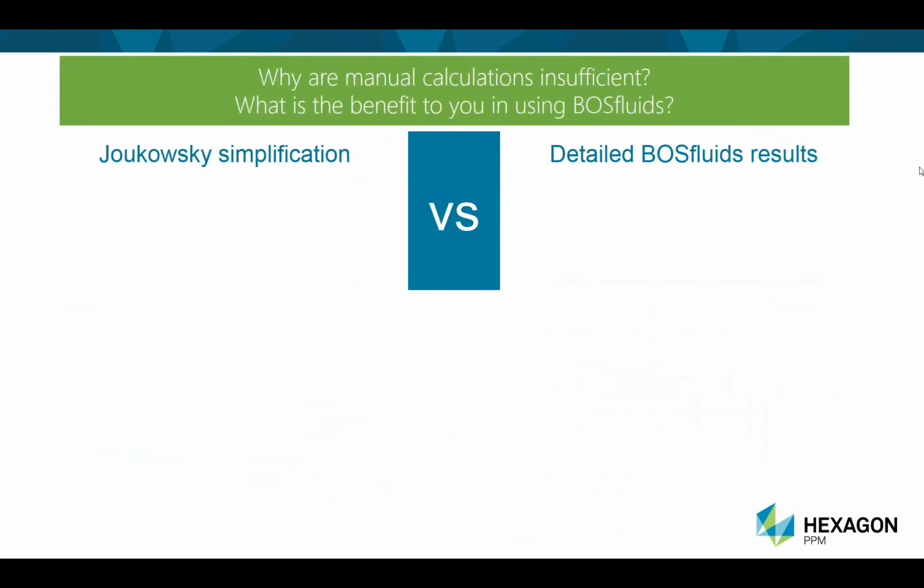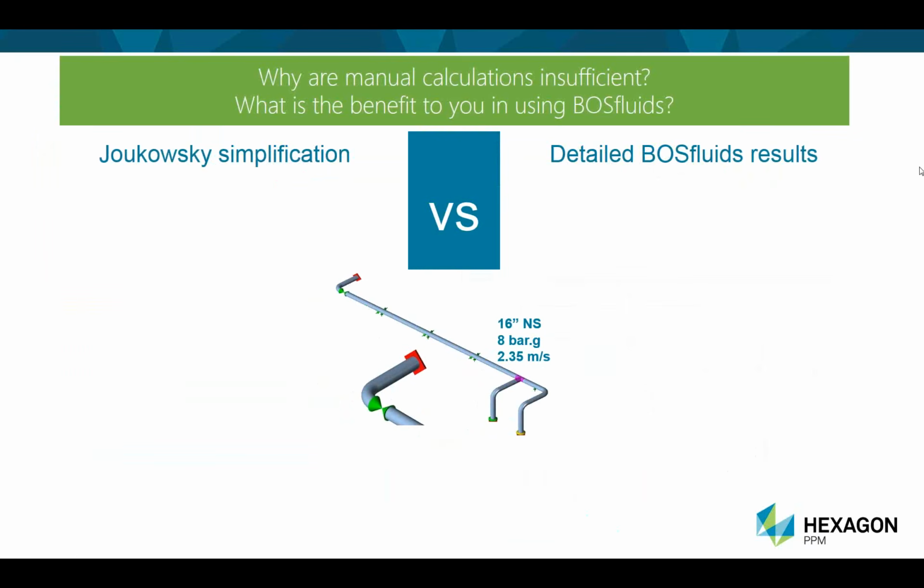So these manual calculations, the Joukowsky simplification, let's see why this is insufficient and what is the benefit to a user, someone using BOSfluids. So if we take a look at a very simple piping system here, this one is 16-inch nominal size, 8 bars of pressure, and a 2.35 meters per second fluid velocity.